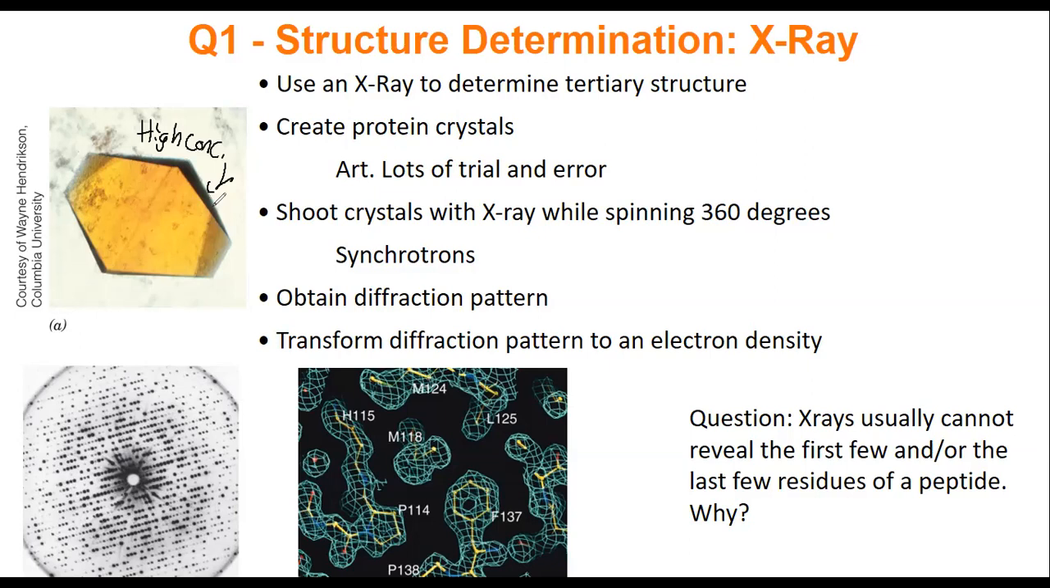Then what you do is you take this crystal and you shoot it with an X-ray while spinning the crystal 360 degrees. The high-level version of this is done at synchrotrons. There's one in Chicago I know of. Since I'm from the Midwest, that's the one I always think of. A synchrotron is a giant facility, like a quarter mile to a mile giant circle. In this circle, you use magnets to shoot electrons in a circle, making them go faster and faster and faster.